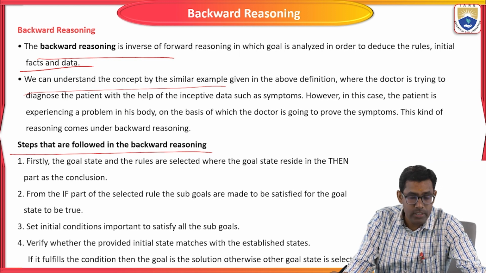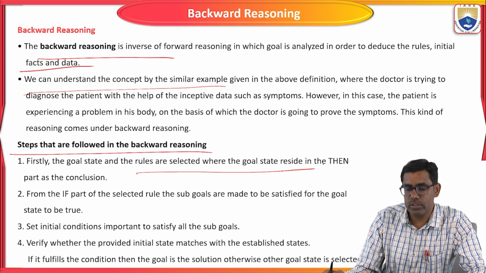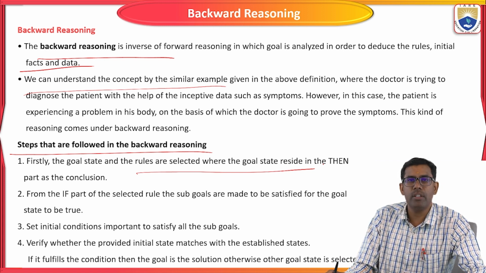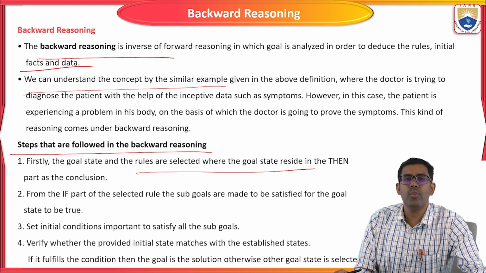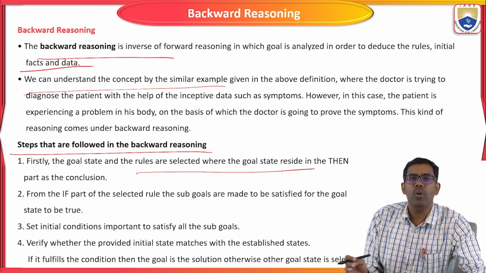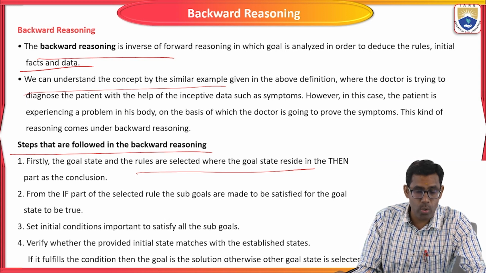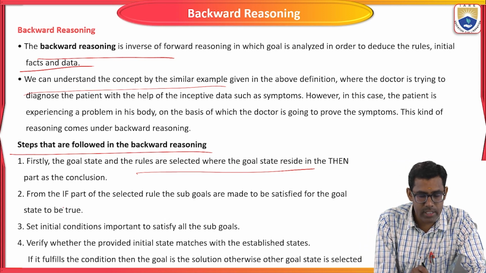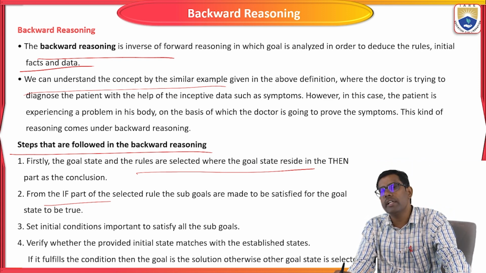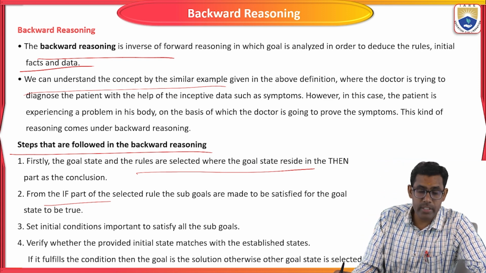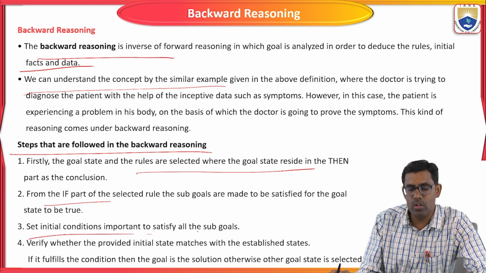First, the goal state and the rules are selected, where the goal state resides in the then part of the conclusion. Here also we are going to follow some constraints, to take the goal state back to the starting state of your problem statement. Here the if-then part is used as constraints to satisfy the given problem. The set initial condition is important to satisfy all the sub goals.